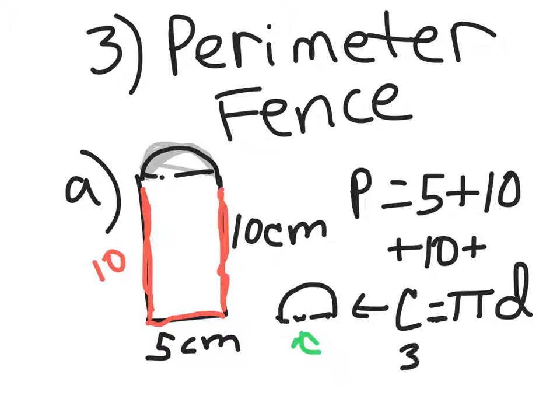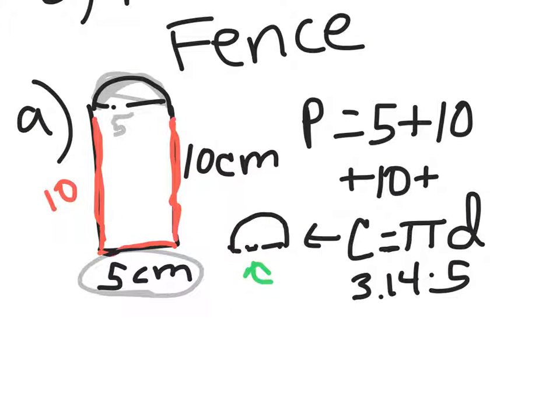What I have is 3.14. The diameter of this is not written in my picture, but if you look, you'll notice that this is 5. If that's 5, then this line also up here, which appears to be the same size, would be 5. So my diameter is in fact 5. So if we multiply that out, we get 15.7. And that's the circumference of an entire circle.